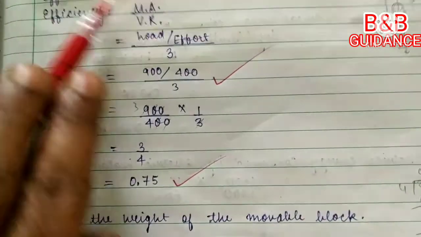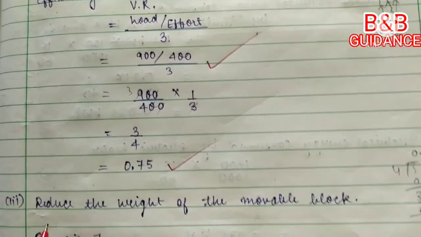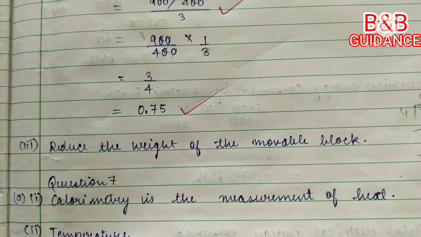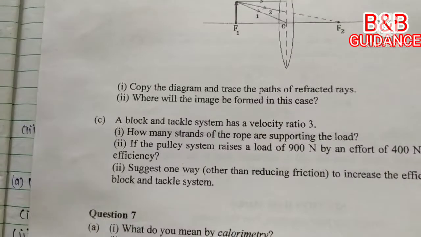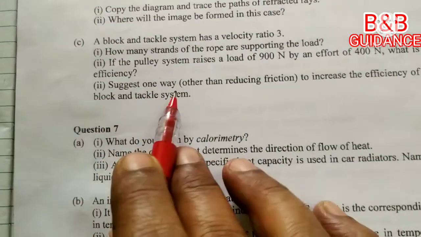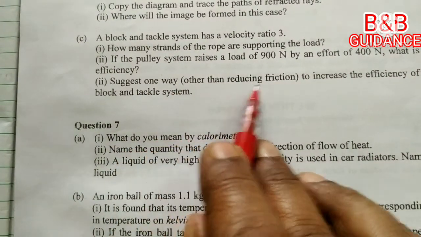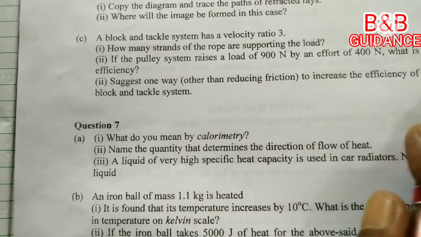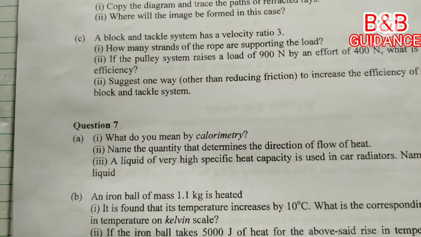So here 1, 2, 3, okay, and one more part is there for the question, that is, suggest one way other than reducing friction to increase the efficiency of the block and tackle system.